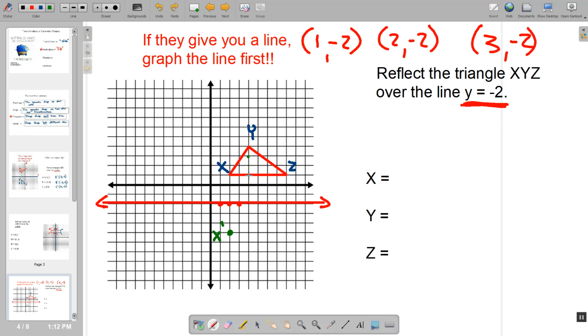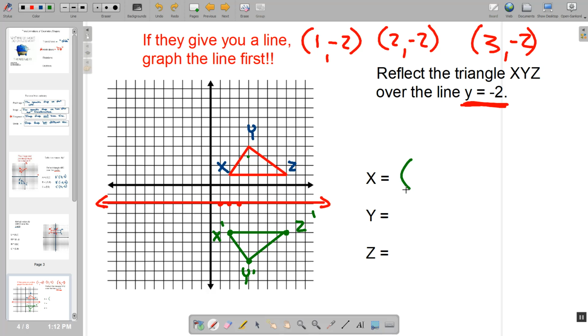Y is 1, 2, 3, 4, 5, 6. So it's going to go 1, 2, 3, 4, 5, 6. And there is our y prime. And so z is 1, 2, 3. So z prime is right there. And we have now graphed our new triangle. And we've done it correctly because these triangles are congruent to each other. They just have a slightly different orientation.